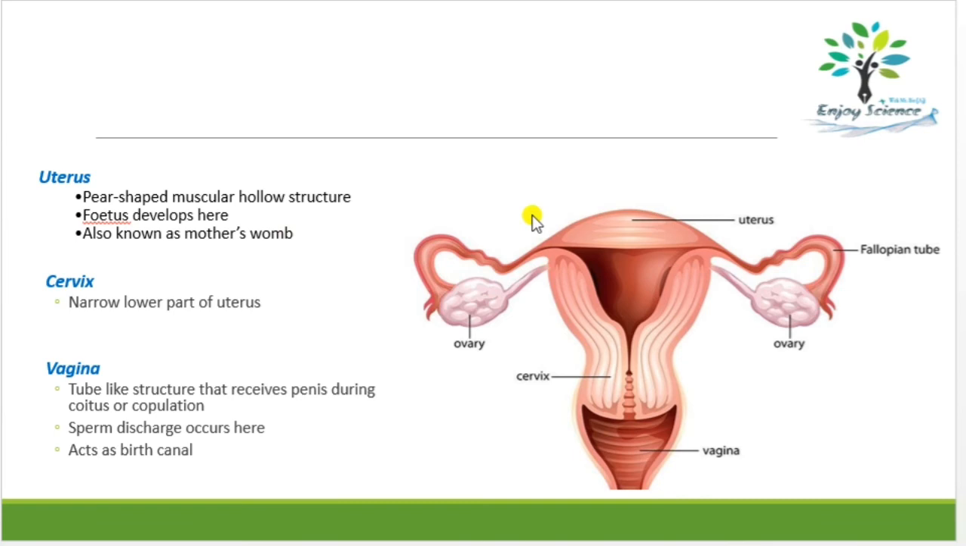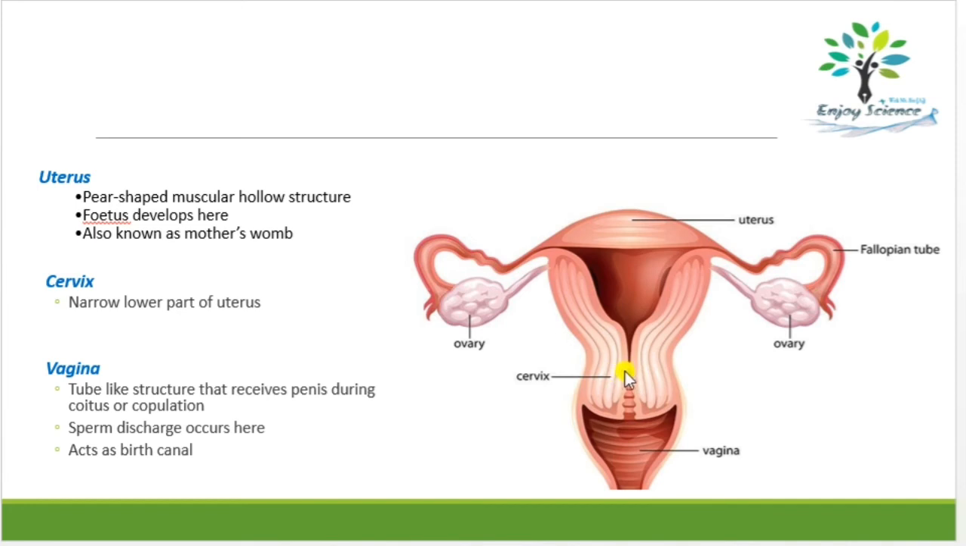Next we have the uterus. This whole thing is the uterus. It's a nearly pear-shaped muscular structure, and it is hollow inside. Why? Because this is the place where the fetus or baby develops after fertilization. So this is the site for development of the fetus or baby, and that is the reason why it is also called the mother's womb. Next to the uterus there is a small narrow opening called the cervix.